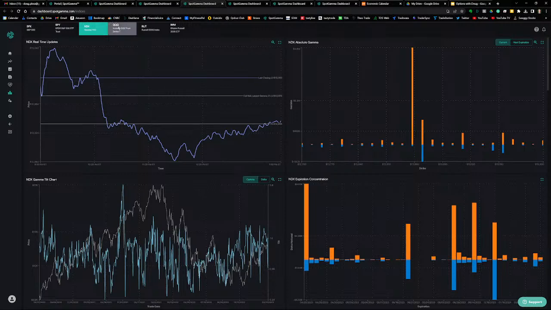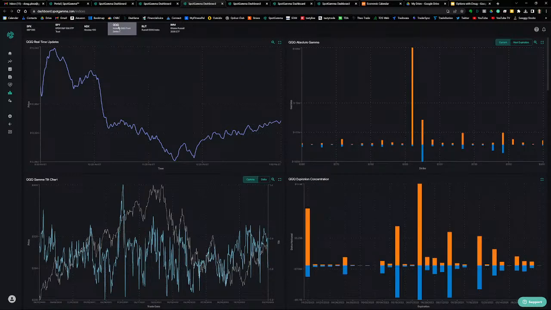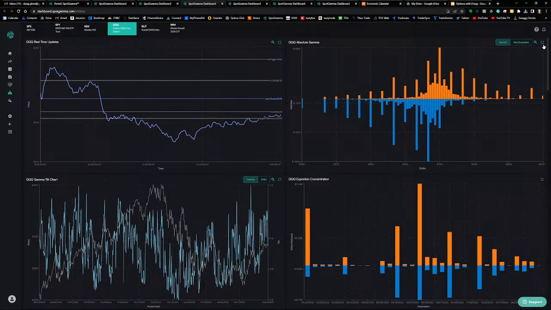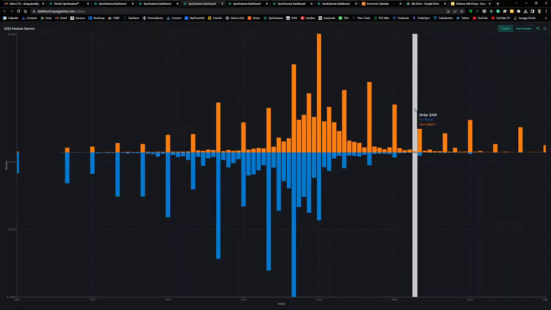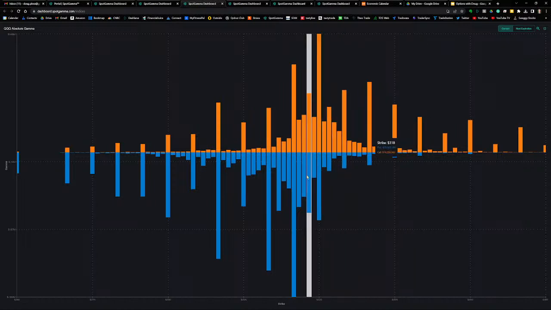Now let's take a look at QQQ. I'm going to zoom in on this. So for QQQ, 315 is the key gamma strike.